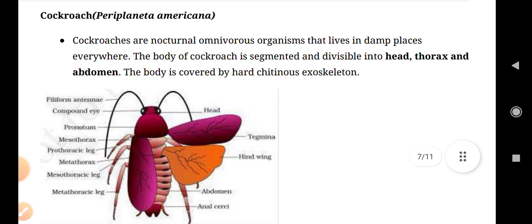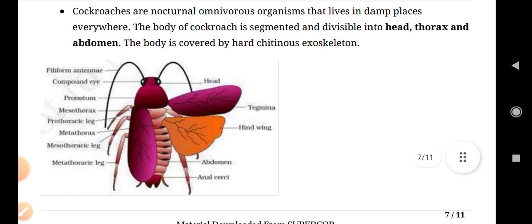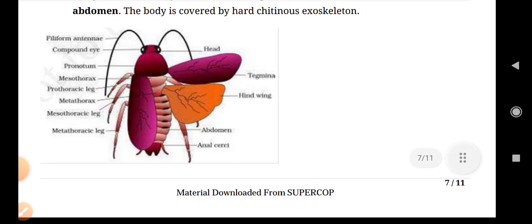Cockroach, Periplaneta americana. Cockroaches are nocturnal omnivorous organisms that live in damp places everywhere. Body of cockroach is segmented and divisible into head, thorax, and abdomen. Body is covered by hard chitinous exoskeleton.